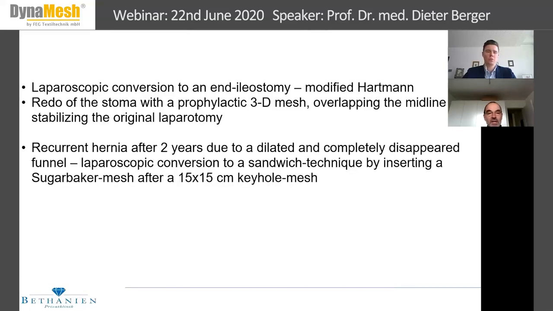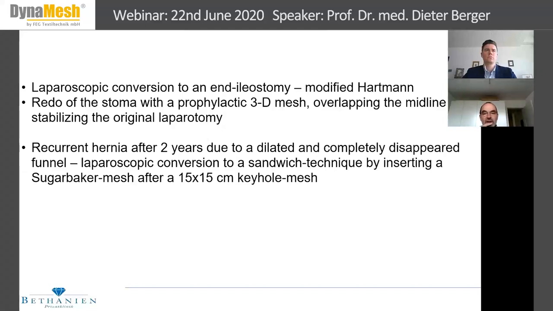Okay. We converted the loop ileostomy to an end ileostomy because the patient refused to get the pouch out. A pouch with a stoma in front of the pouch is not a really good idea, because these patients will develop problems with the pouch. But the patient could not really accept being freed of his pouch, and therefore we did a conversion of the loop to an end ileostomy, as a modified Hartmann situation, and we re-implanted the end stoma with a prophylactic three-dimensional mesh, overlapping also the midline and stabilizing the original laparotomy according to the procedure of Gernot Köhler.